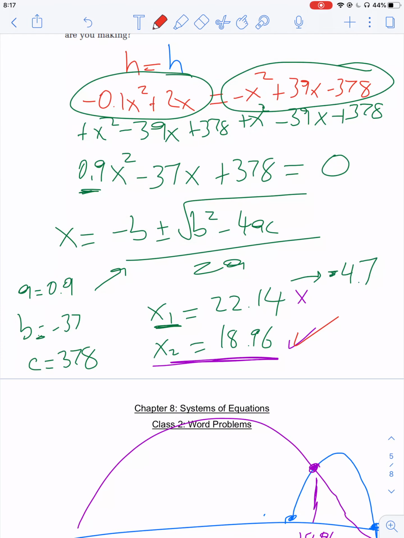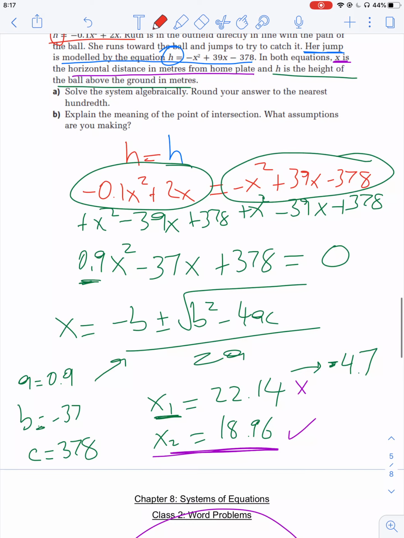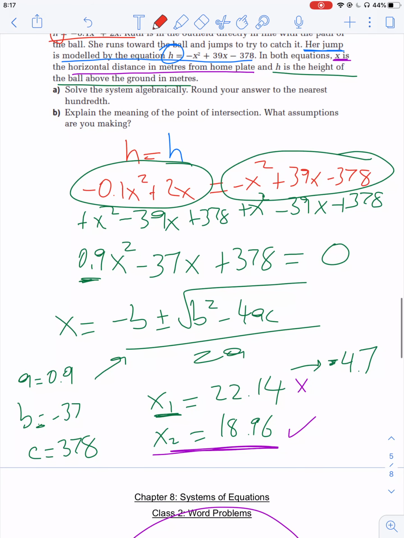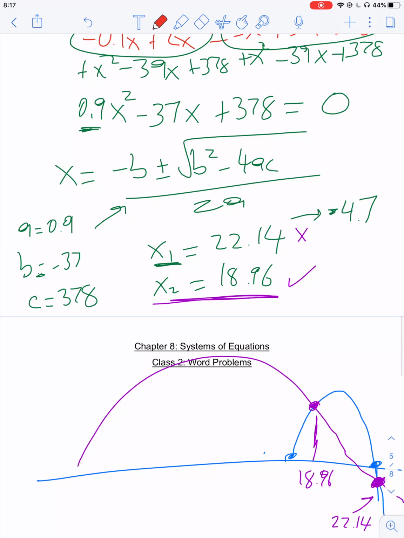And they're probably asking you to solve the system algebraically, round your answers to the nearest hundredth, which is what I've done for my x, and for the y, this one doesn't really matter, right? Then explain the meaning of the point of intersection. What assumptions can you make? Okay, so I've kind of done that for you.